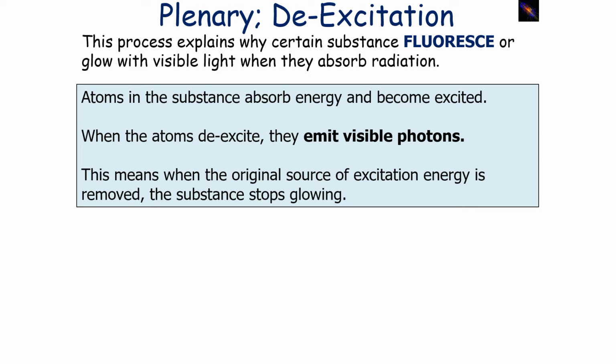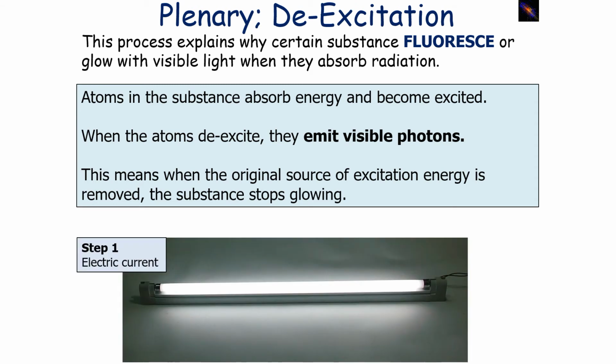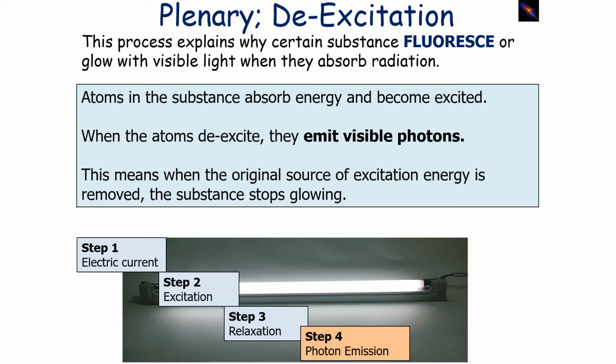Atoms in the substance will absorb energy and become excited. When they de-excite, they emit visible photons. This means when the original source of excitation is removed, the substance will stop glowing. An example of this is a tube such as this, a fluorescent bulb, because you have an electrical current through your tubing that will cause excitation to the atoms inside the tubing. They will then relax or de-excite and release photons, which you can observe as visible light.